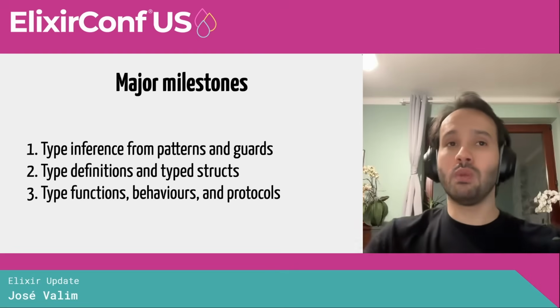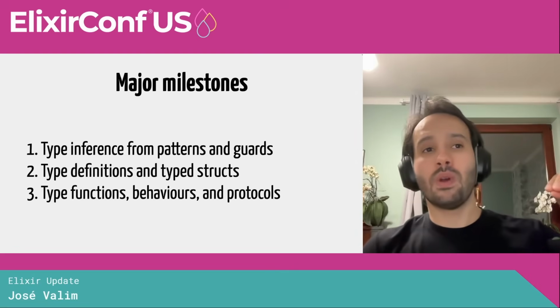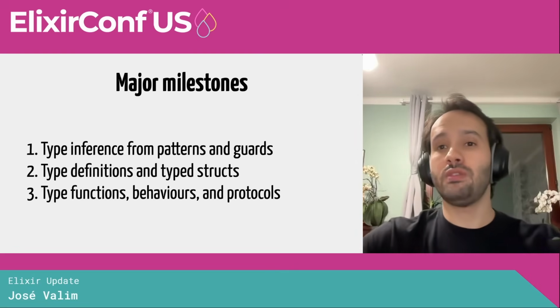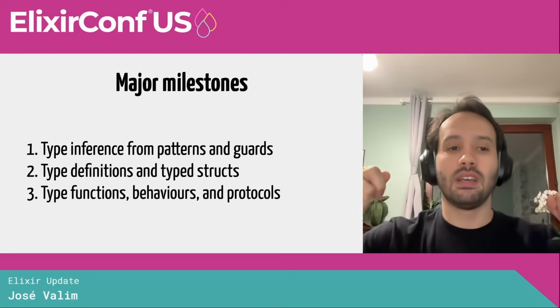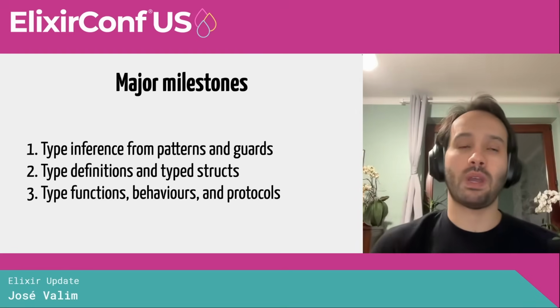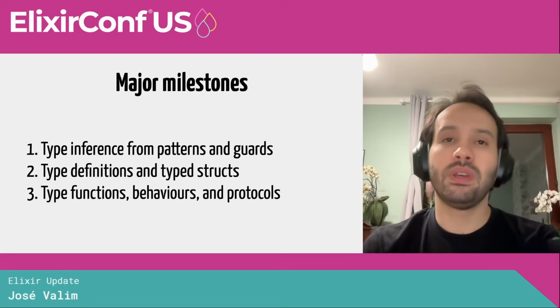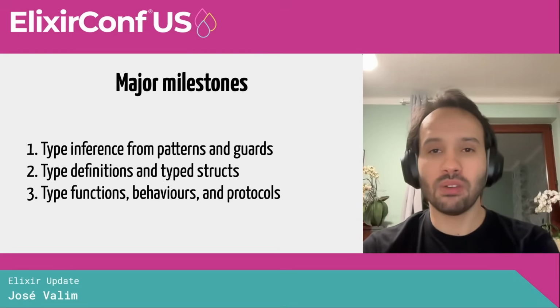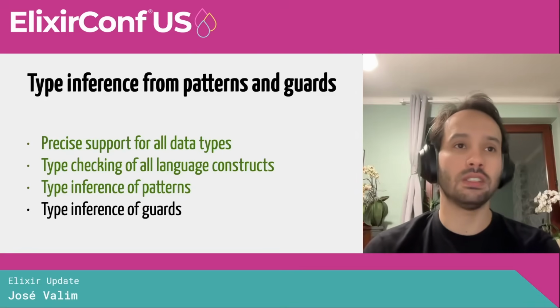And then when we are done with this milestone, we are going to start supporting type definitions, type structs, and then we'll be able to type functions, behaviors, and protocols, right? So as I said, we are on the first milestone, type inference from patterns and guards.